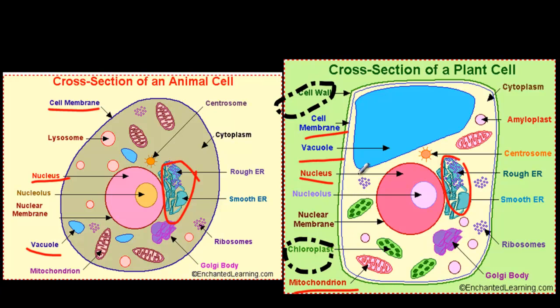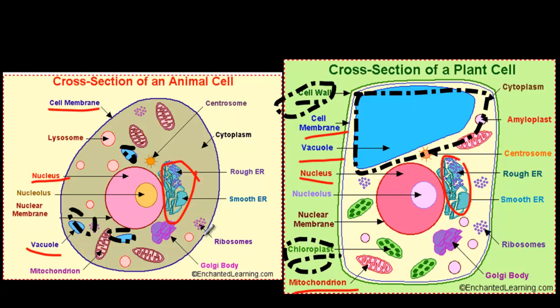In addition to that, there's differences in the vacuoles as well. You can see in the plant cell it's got one large vacuole, whereas the animal cell has a few small vacuoles all around. But that's a minor difference. Most importantly, we've got to consider the cell wall and the chloroplast.